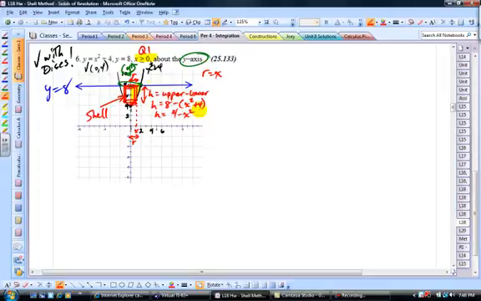Okay, now why do I want to do that? Well, I noticed that the thickness is dx. And because of that, I need to express all my functions with respect to x.